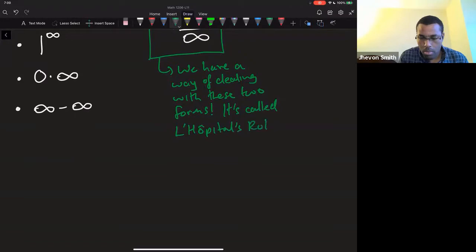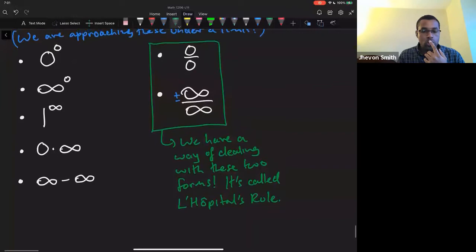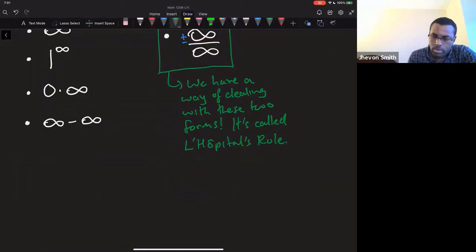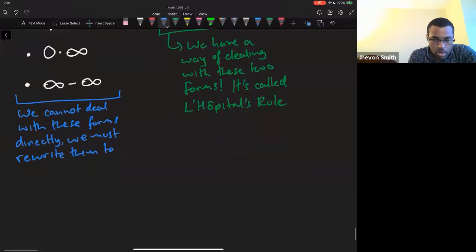So an indeterminate form is just these limit forms that we can't really determine. And we are going to use a rule to figure out what they are, essentially. However, we can't apply this in any of the five cases on the left. We can only do it on the two cases on the right. The idea being, we cannot deal with these forms directly. We must rewrite them to be able to do computations.